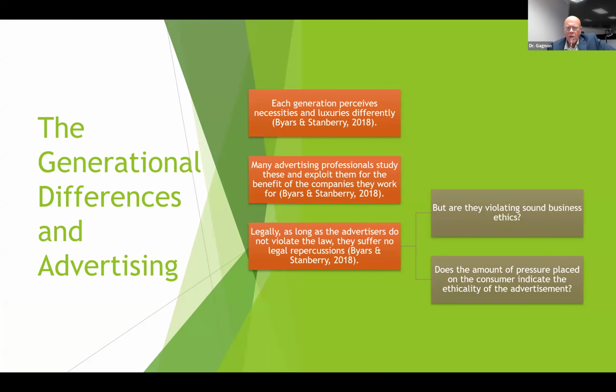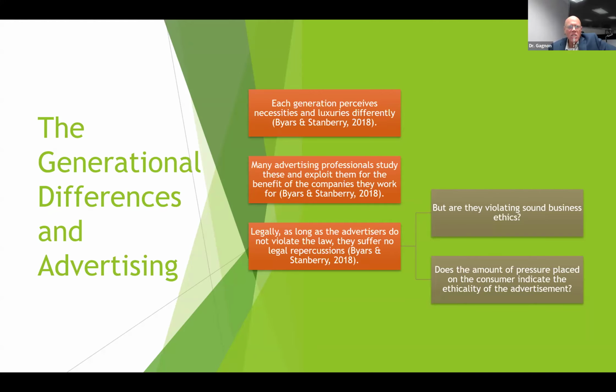The generational differences in advertising. Each generation perceives necessities and luxuries differently. Okay, my generation, I see a place to live, a vehicle, food, utilities, paying my bills. I see having credit cards as a necessity. My mom in her generation would have seen many of those same things as necessities, except the credit cards. And so, really, things do change by generation. My generation saw other things as being a little bit more important and more of a necessity.